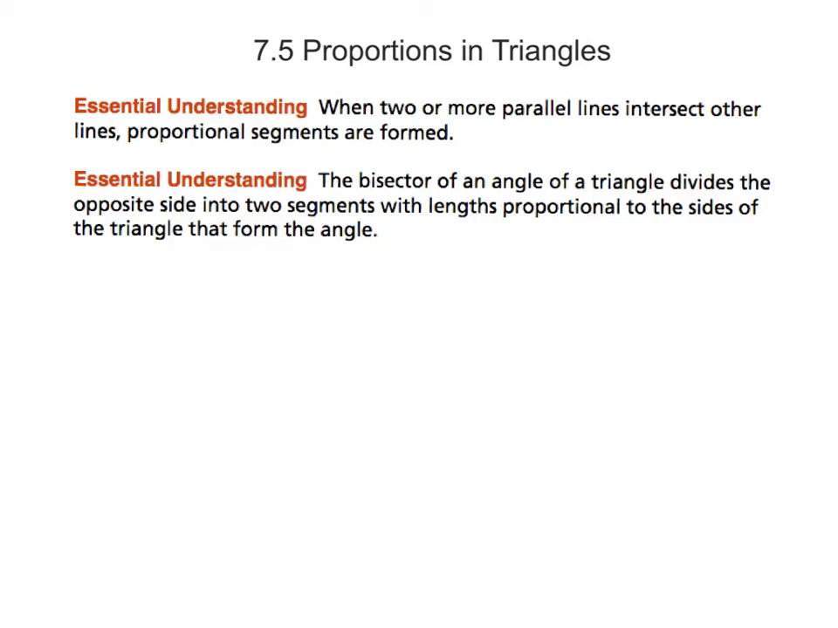Chapter 7.5 is proportions in triangles. Our first essential understanding is when two or more parallel lines intersect other lines, proportional segments are formed. And the other essential understanding is the bisector of an angle of a triangle divides the opposite side into two segments with lengths proportional to the sides of the triangle that form the angle. So let's get right into what all of this means.